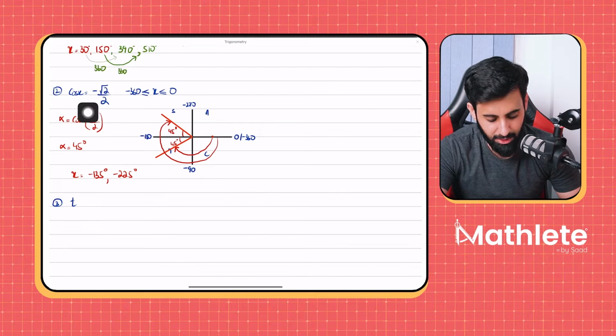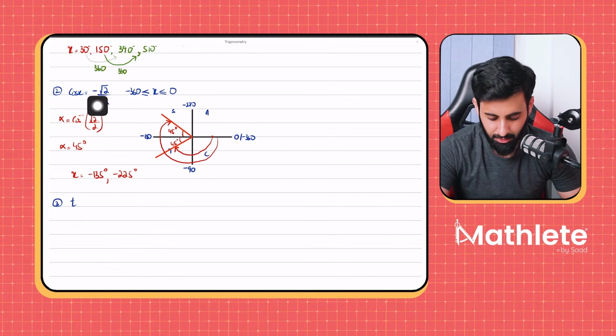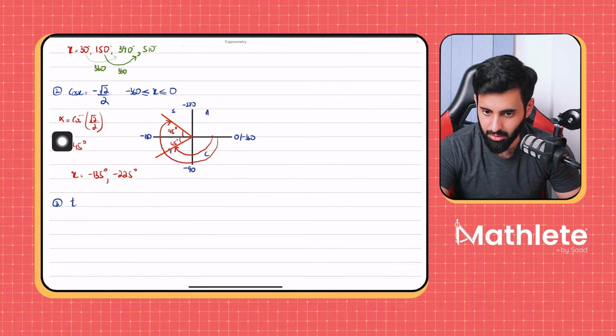So it depends on what the end value is. If the end value is negative, that means it's going to be either in the second or the third quadrant. We're talking about cos here.